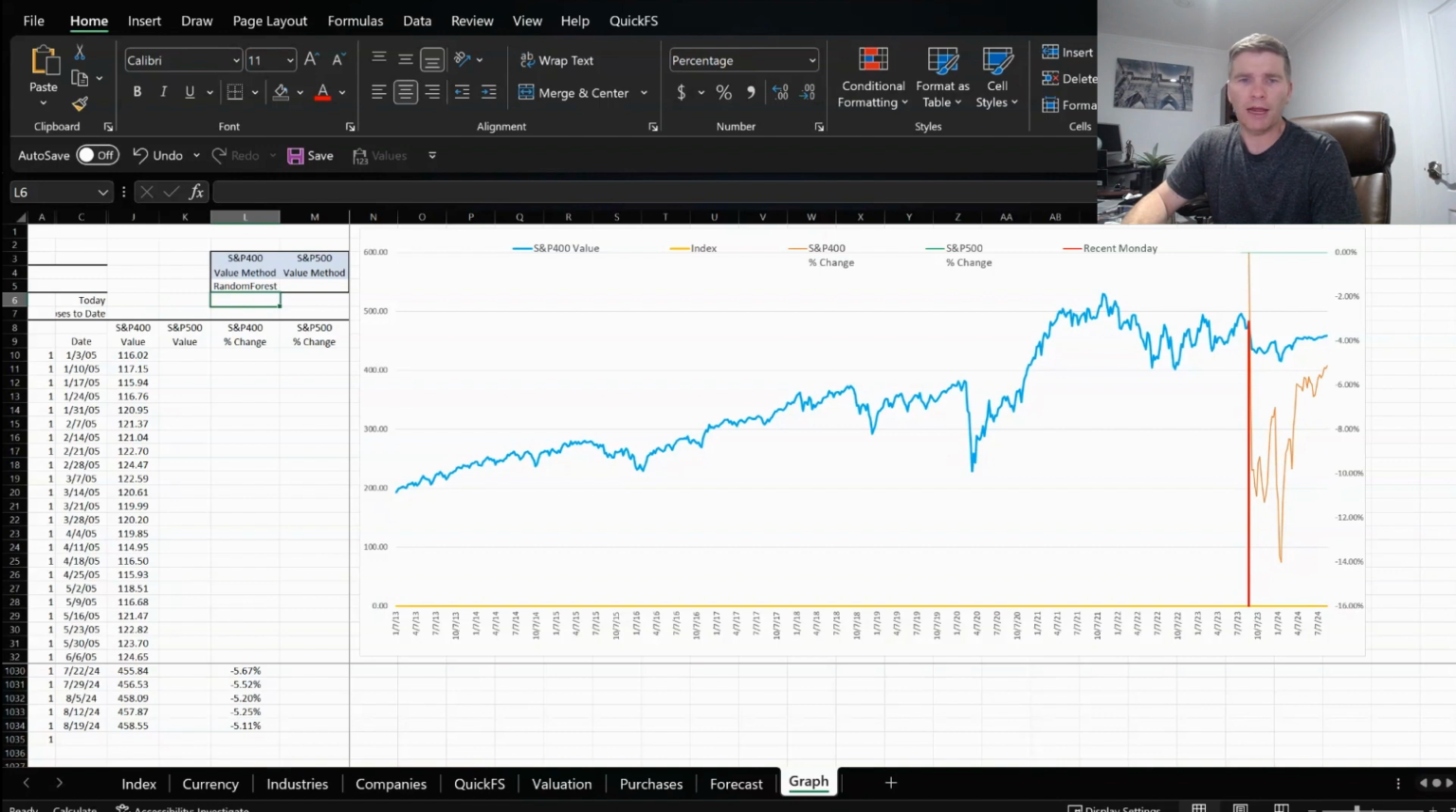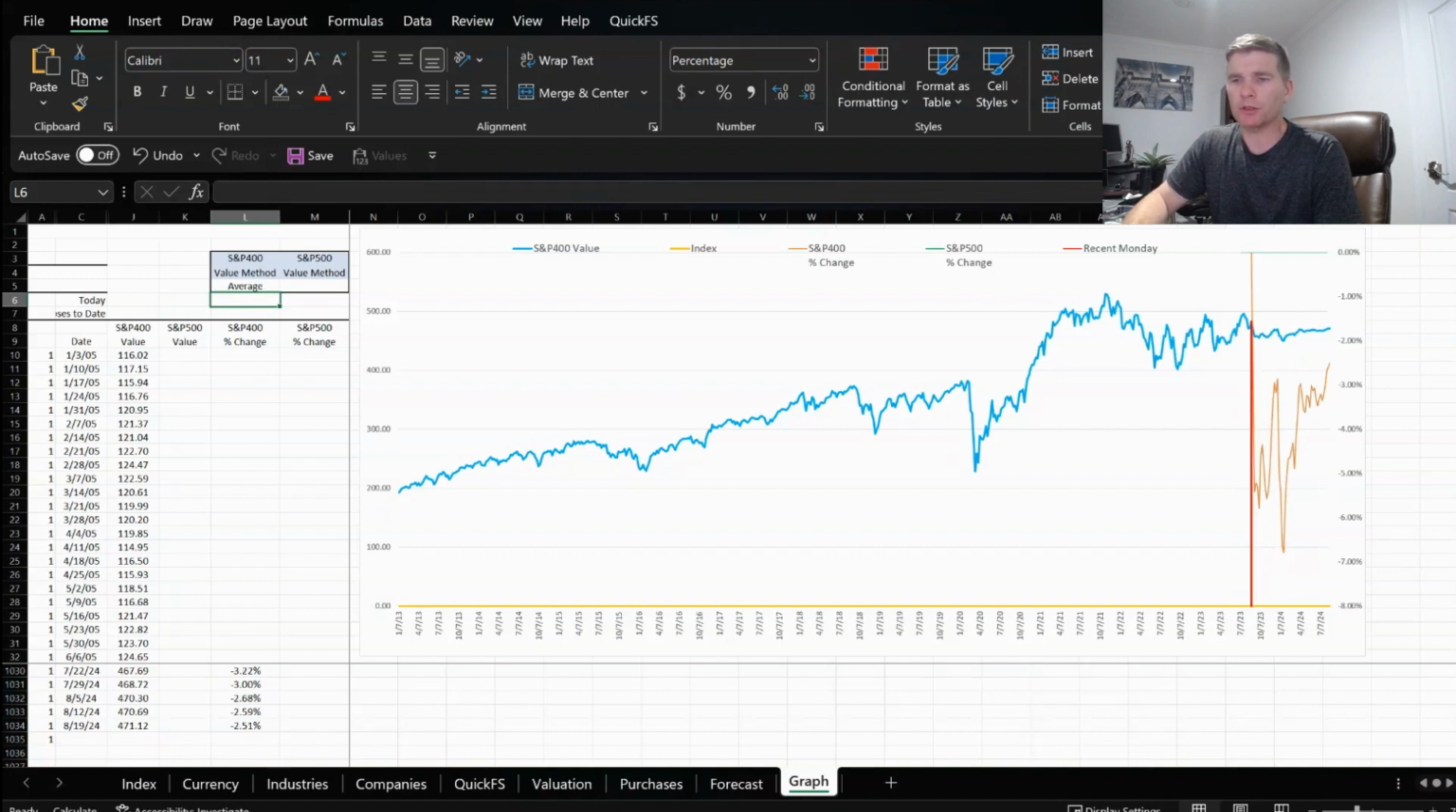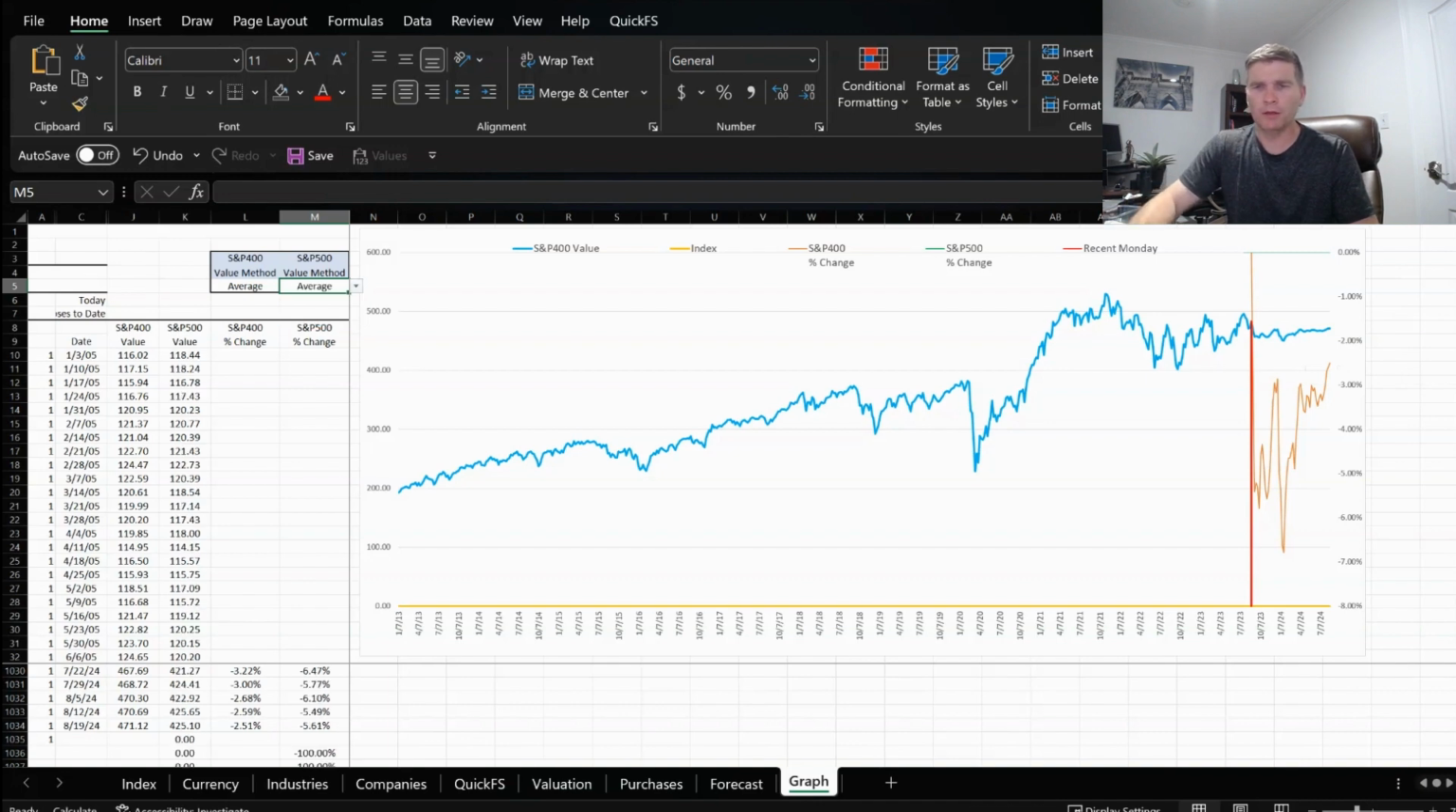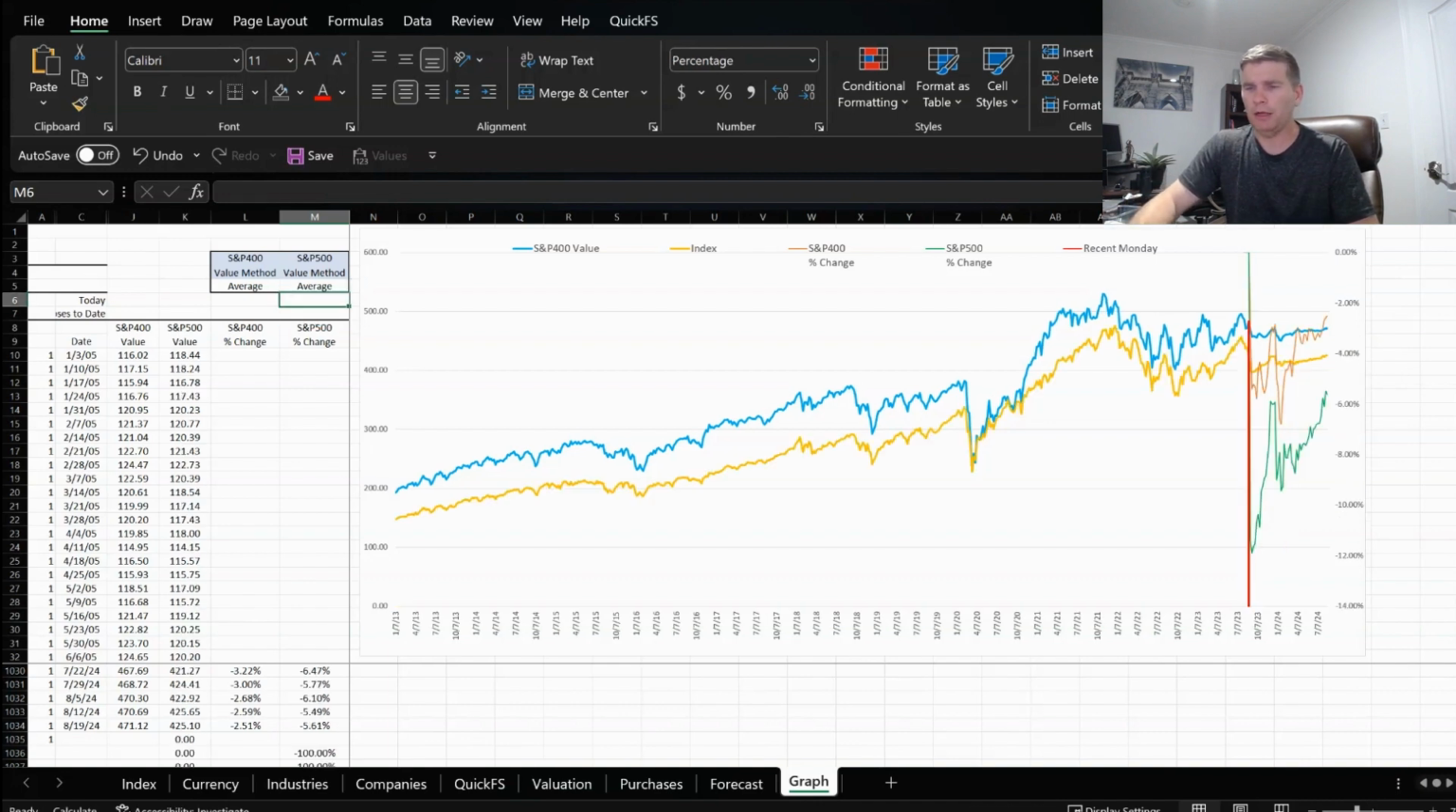Now, let's look at the average. Here we are with the average. So we can see we're forecasting at negative 2.5% over the next year for the S&P 400. And we're going to drop in the S&P 500 average that I did the other week so we can compare. And here we have it.